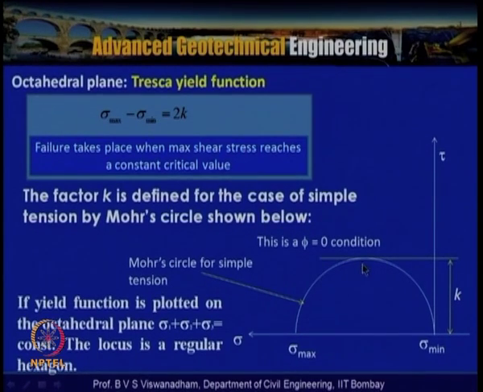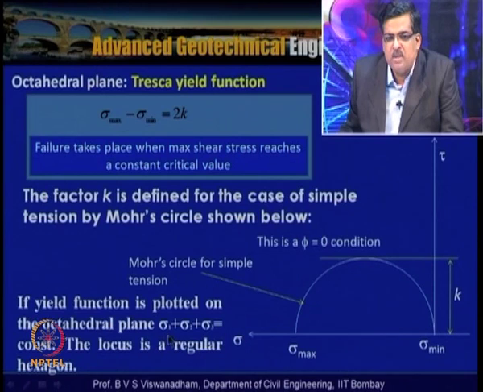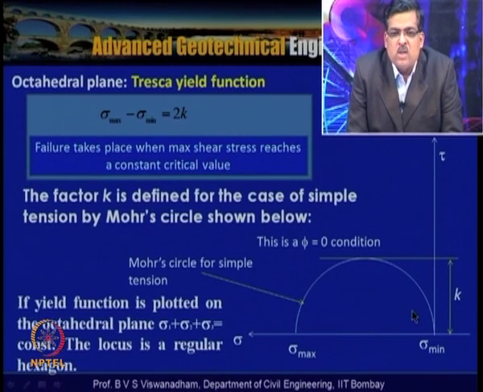If the yield function is plotted on the octahedral plane, sigma 1 plus sigma 2 plus sigma 3 equal to constant, the locus will be a regular hexagon. This equation represents the regular hexagon equation.